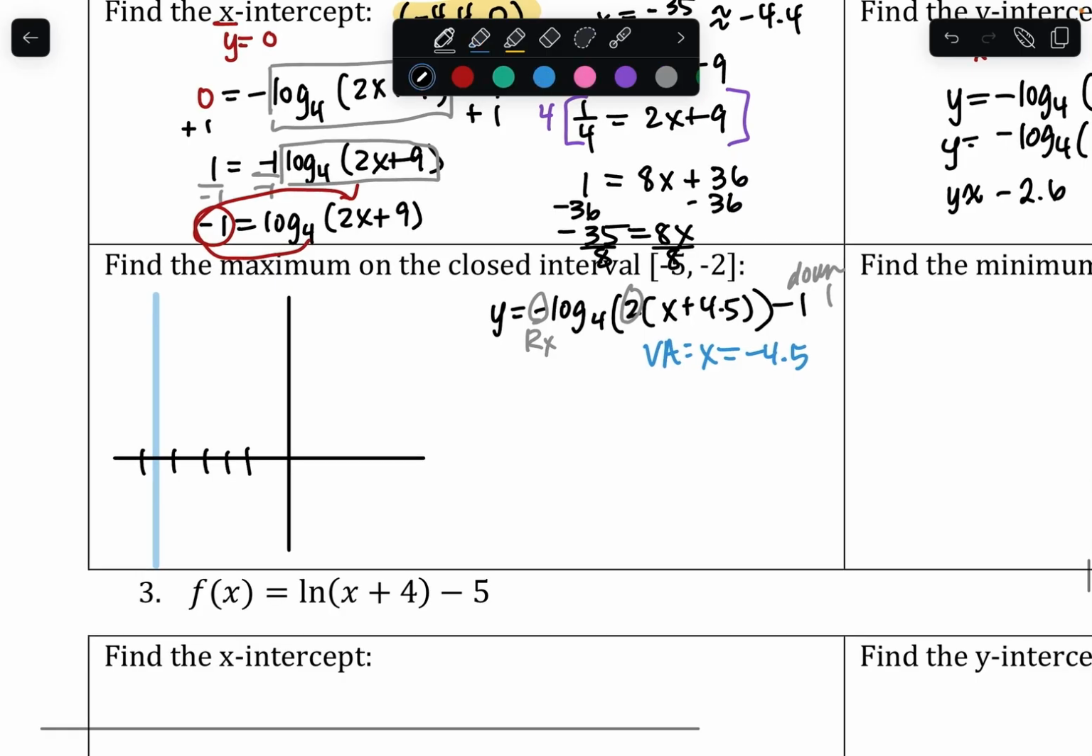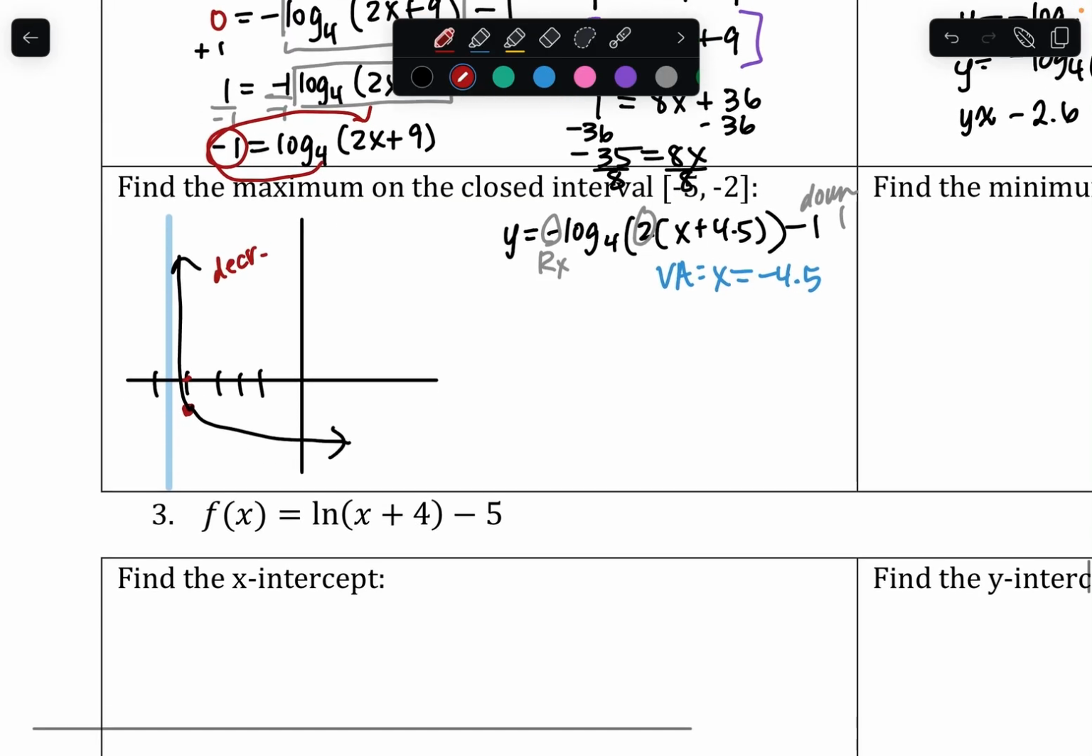Okay, and then it is reflected across the x-axis. And so the tail is going to be opening up, and then we're going to be going down to the right. And we've moved down 1, so my x-intercept is now at negative 1. So now tail up, down to the right. So it is a decreasing function because of the reflection.